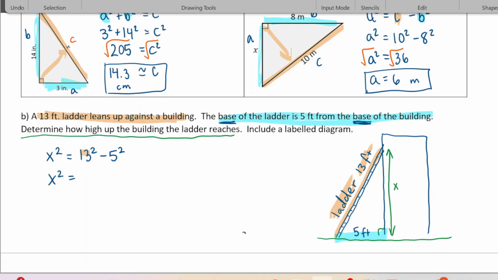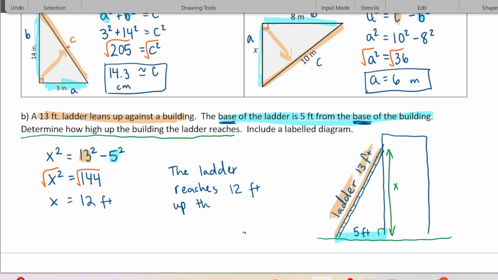All right, so I have the hypotenuse, which is 13. I've got one of the legs, which is 5. So 13 squared is 169. If you subtract off 25, which is 5 squared, you get 144. And then remember, we need to unsquare this X on both sides to find out what it equals to. So it's 12. So the ladder reaches 12 feet up the building.